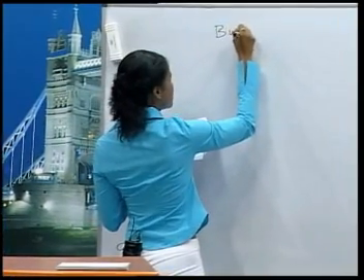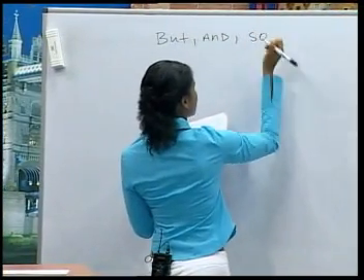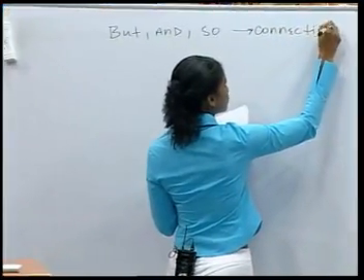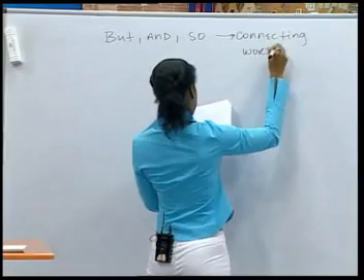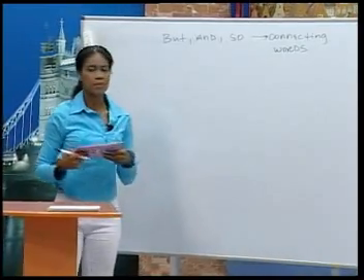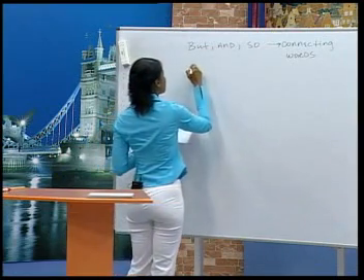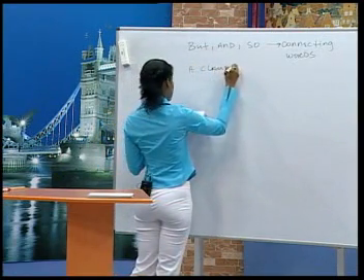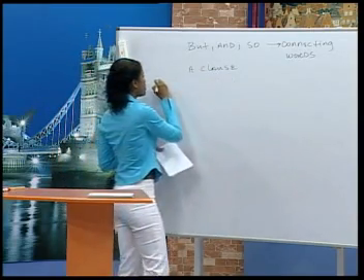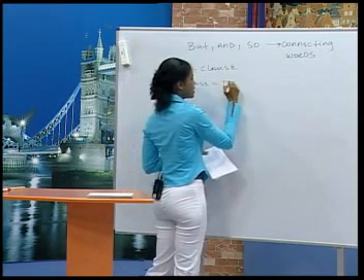Small words, but, and, so. Okay, these are called connecting words. They join two sentences to make one sentence, connecting words. Okay, each part of the sentence is called a clause. The most important part of the sentence is the main clause or the independent clause.